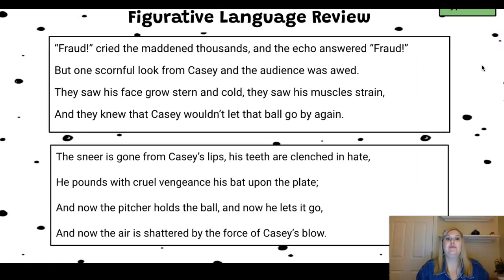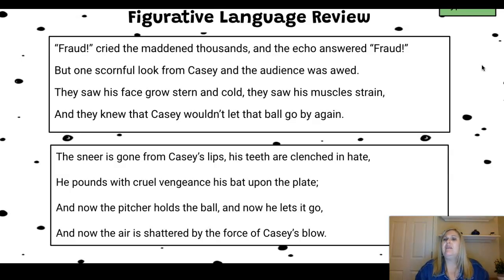Okay, the next one. Fraud, cried the maddened thousands, and the echo answered, fraud. But one scornful look from Casey, and the audience was awed. They saw his face grow stern and cold, they saw his muscles strain, and they knew that Casey wouldn't let that ball go by again. The sneer is gone from Casey's lips, his teeth are clenched in hate. He pounds with cruel vengeance his bat upon the plate. And now the pitcher holds the ball, and now he lets it go, and now the air is shattered by the force of Casey's blow.